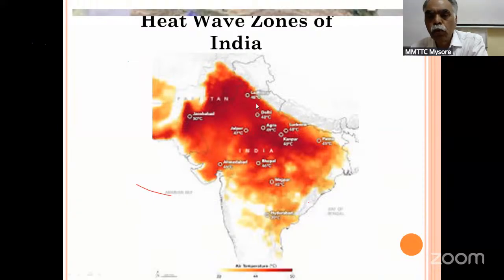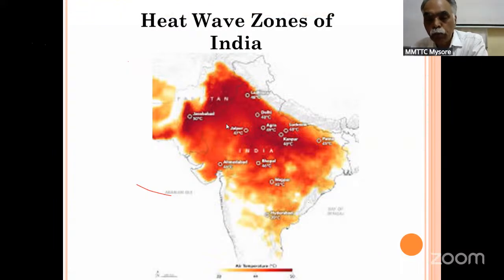We can find the whole northern part of India is a heat wave zone. Heat wave means during the summer days, the northern part of India experiences high temperature, and heat waves are produced. So which are those points, and what are the measures that can be taken, that can also be assessed by this satellite data?